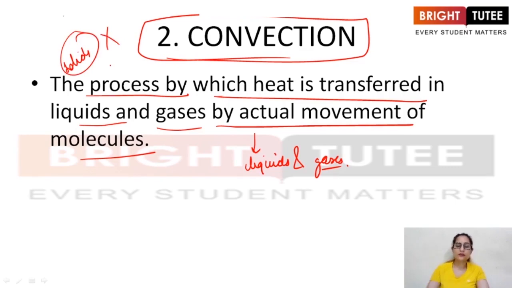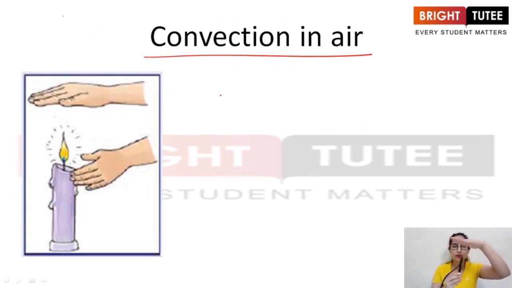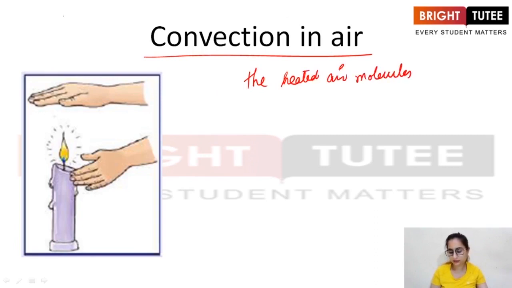So what happens is, we will be understanding it with the help of an activity. For example, we are talking about convection in air. You light up a candle, right? Now if you put your hand above the candle, this is the candle and you put it above the flame, you will experience heat. But if you put your hand beside the flame, you will not experience that heat. Why is that so? This is because the heated air molecules become lighter. As the heat is supplied from the candle, the air molecules present above the candle get heated and they become lighter.